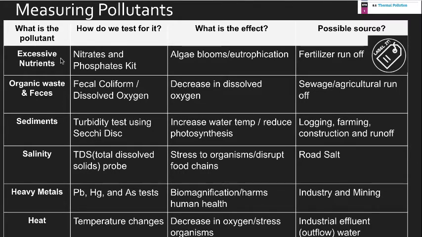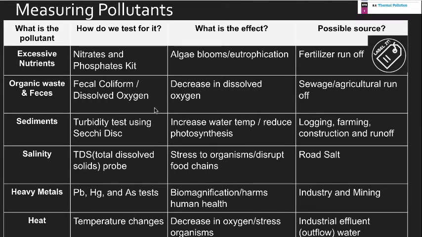The pollutant, when we say there's a type of pollutant, it's excessive nutrients. Typically, these are nitrates and phosphates, so we can test directly for those things with kits. What are some effects? Algae blooms and eutrophication. Possible sources could be fertilizer runoff. That can be largely from agricultural sources, but maybe even domestic from your own yard.